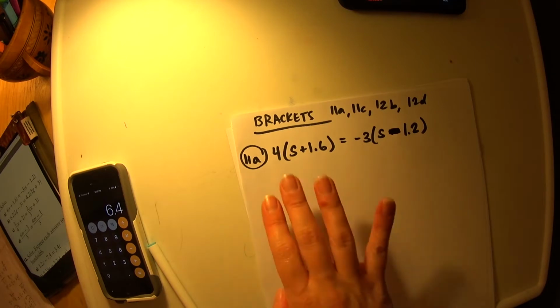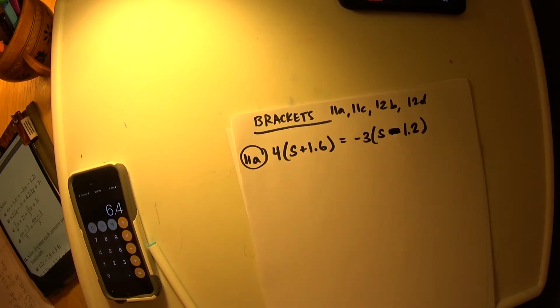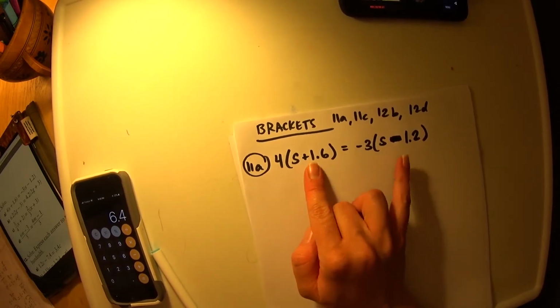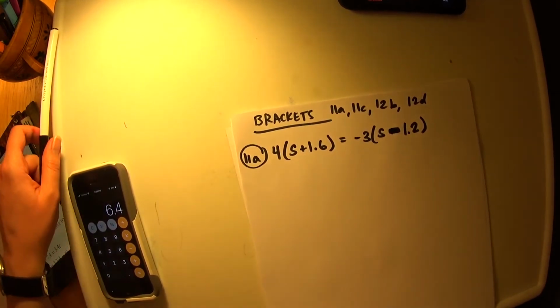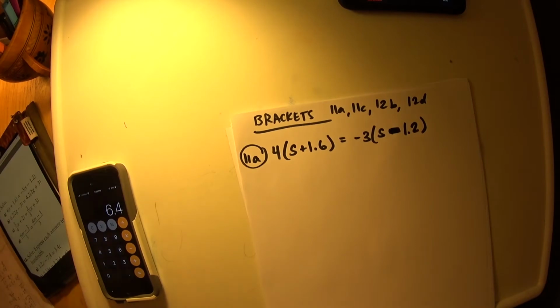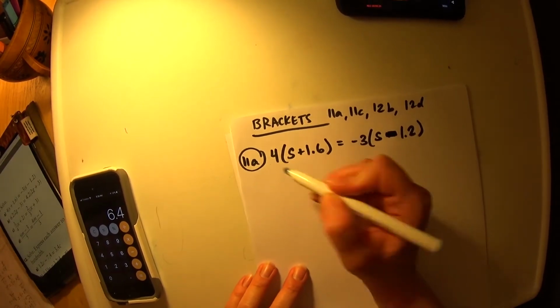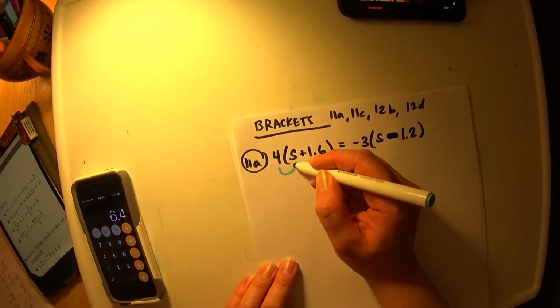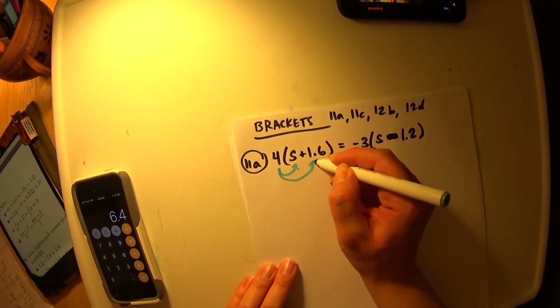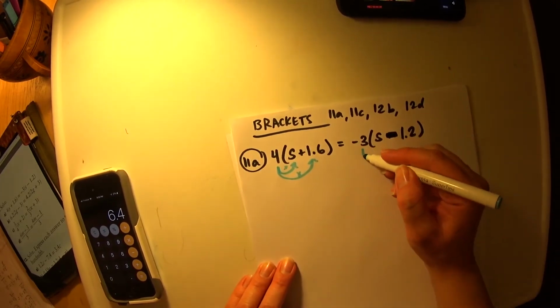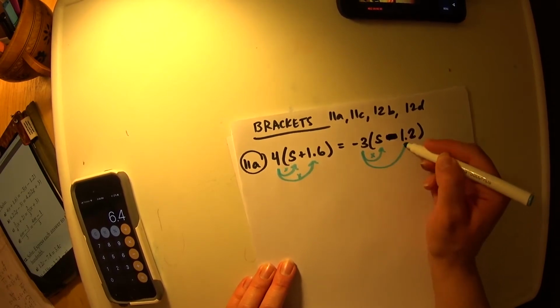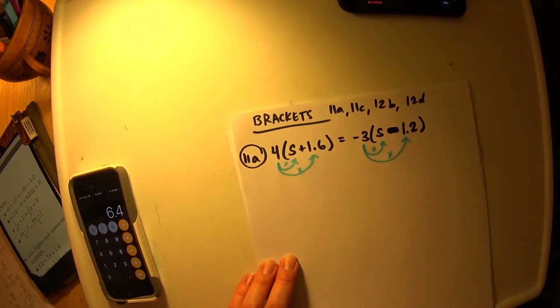Anytime you see brackets on both sides, the first thing that you have to do is get rid of the brackets. And the way that we do that is by using the distributive property, which simply means that we take the numerical coefficient that is outside the brackets, times it by the first term, and then times it by the second term. Once we do that, the brackets are gone.